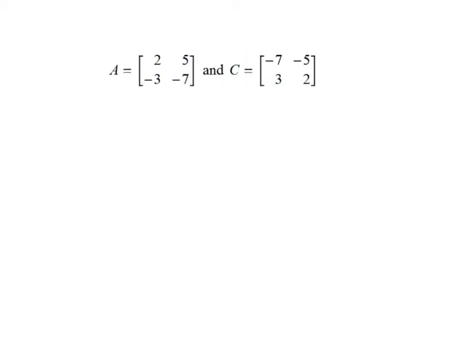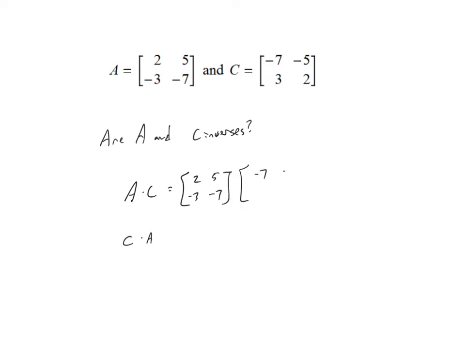Given these two matrices A and C, we're going to ask the question, are capital A and C inverses of each other? We do that by multiplying A times C and C times A. We have to verify that product in both orders. So A times C, we multiply 2, 5, -3, -7 times -7, -5, 3, and 2.